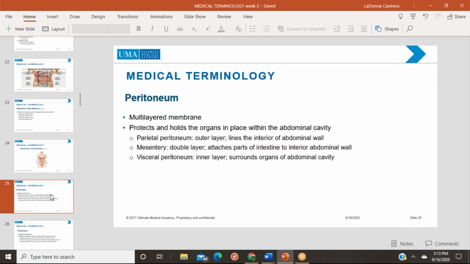Peritoneum, multi-layered membrane. It protects and holds the organs in place within the abdominal cavity. Parietal peritoneum, outer layer, lines the interior of the abdominal wall. The mesentery, double layer, attaches parts of the intestines to the interior abdominal wall. Visceral peritoneum is the inner layer and it surrounds the organs of the abdominal cavity.